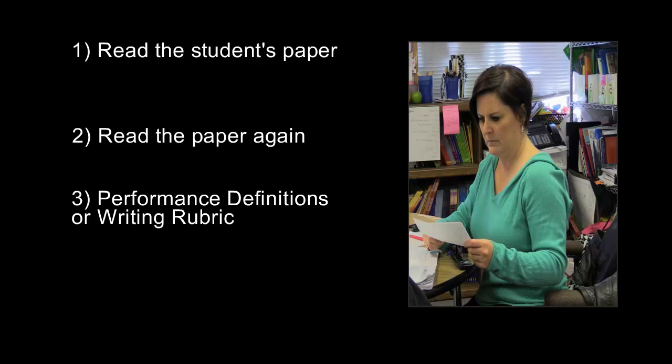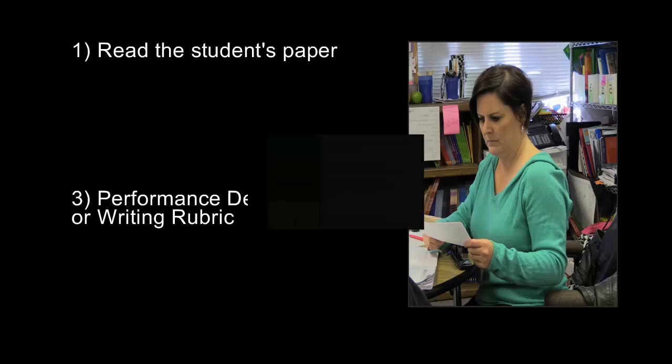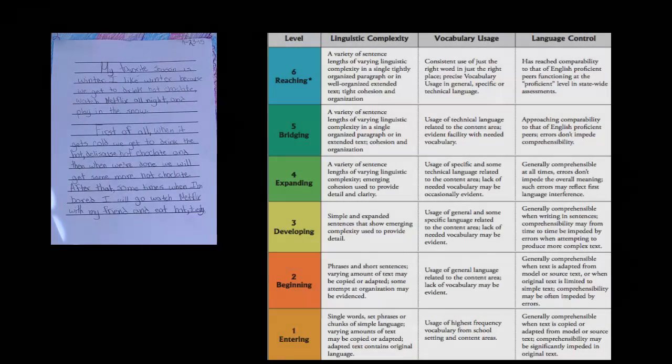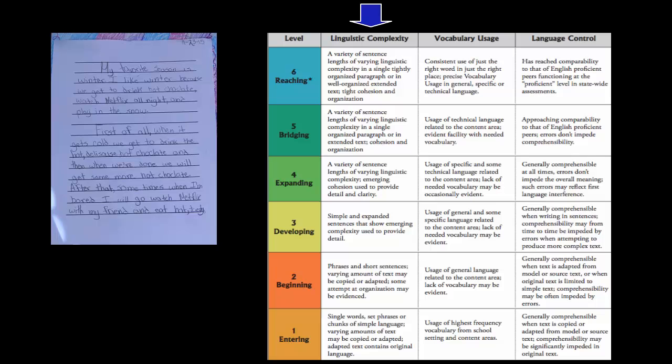Step 3. Now, have next to you the WIDA performance definitions or the writing rubric. Both documents work in a similar manner. Since you have read the student's paper twice already, you will have a good understanding of the sentence structure. Now let's look at the linguistic complexity column.